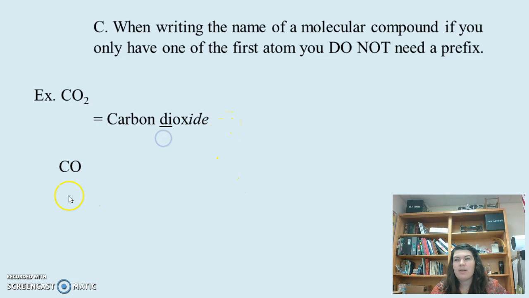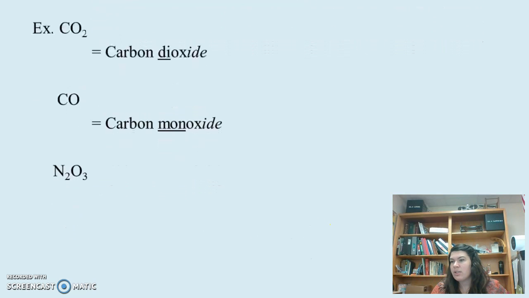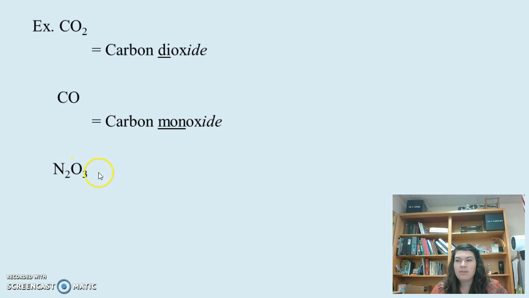Okay, next one. 1 carbon, 1 oxygen. So carbon's in the front, so we don't need a prefix. But oxygen is the second one, so we need a prefix. So it's going to be carbon monoxide. That mono is our prefix. Right. Next one, nitrogen and oxygen. We have 2 nitrogen and 3 oxygen. So for 2, the prefix is di, and for oxygen, the prefix is tri for 3. So it'd be dinitrogen trioxide. Again, we add that -ide.